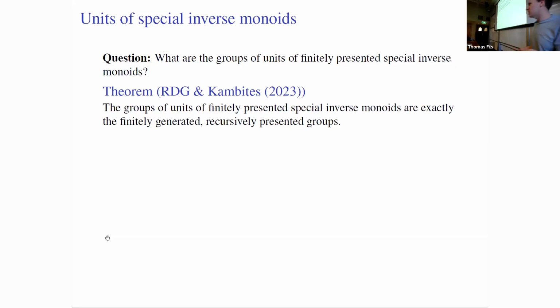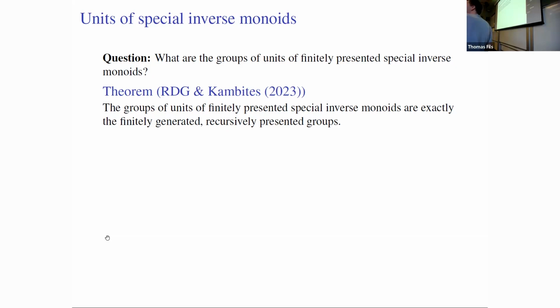And just like in Higman's theorem, one direction of this is easy, which is, for general reasons, if you're a group stuck inside a finitely presented special inverse monoid, and you're finitely generated, you're going to be recursively presented. There are general reasons for that. A few lines, so general stuff.